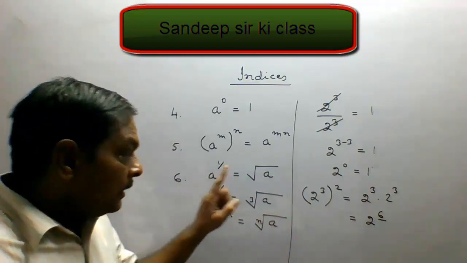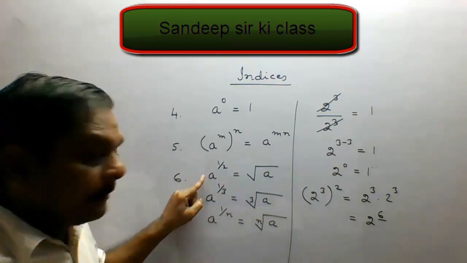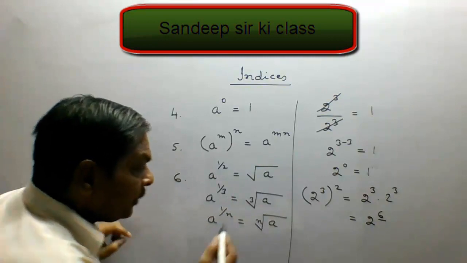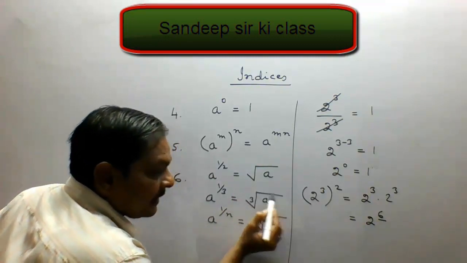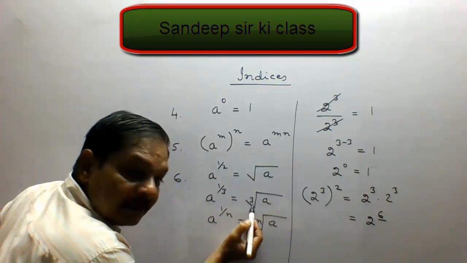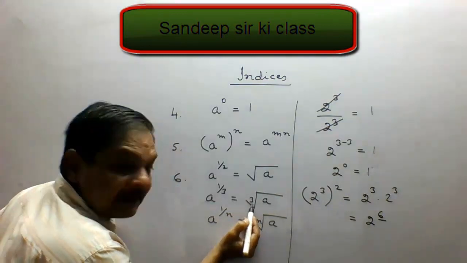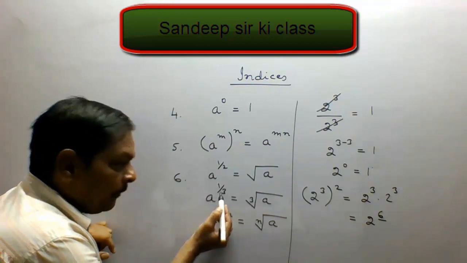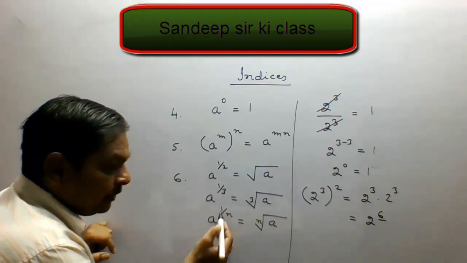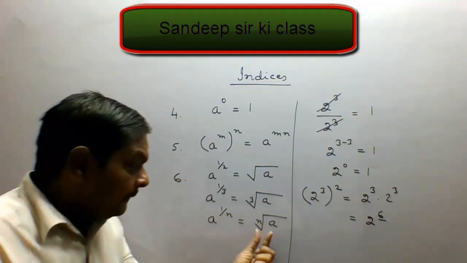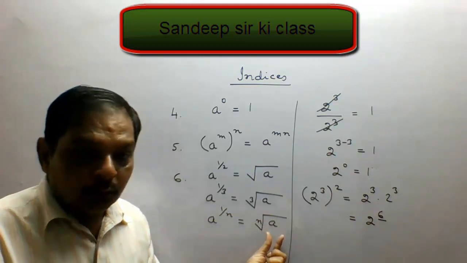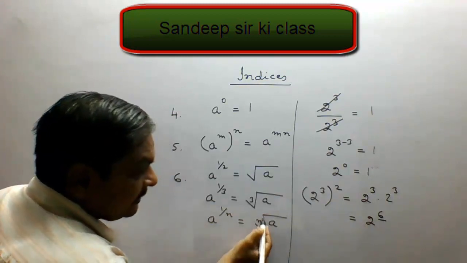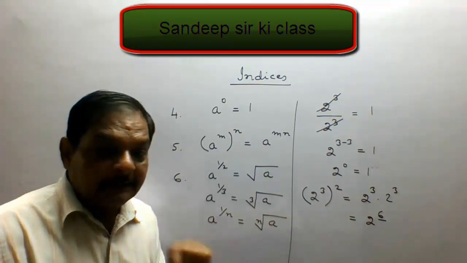When we write under root a, that means the power is 1 upon 2. When we write cube root a, we make this radical sign and write 3 here at this place. So this means a raised to the power 1 upon 3. And a raised to the power 1 upon n in general means nth root. Here n is written in this radical sign in this manner.